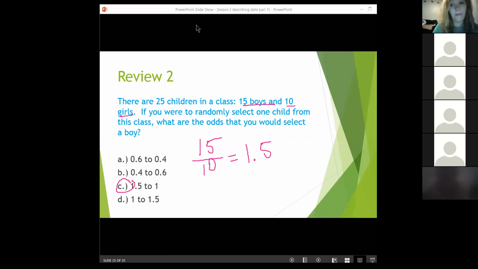Yeah, basically. Because what you're finding out is the event of it happening versus not happening. So like I said, it makes sense in this case because there's 15 boys, so there's more for 10 girls. So if you think about it, 1.5 in theory boys per 1 girl. So yeah, basically.